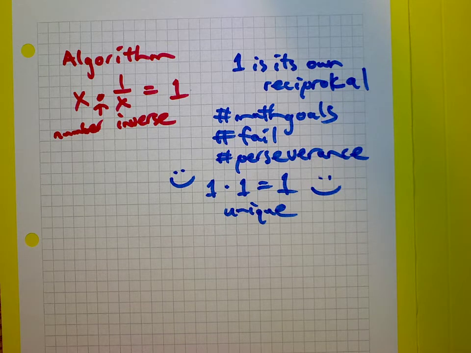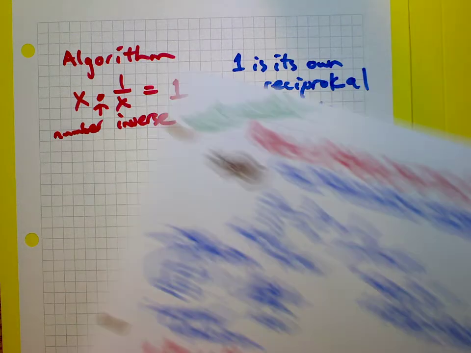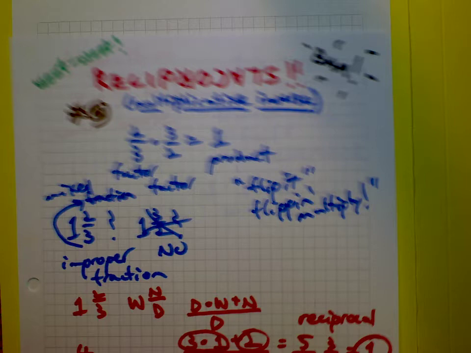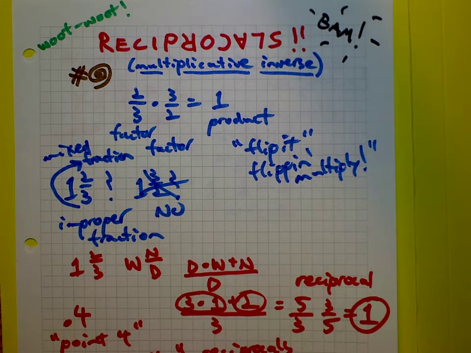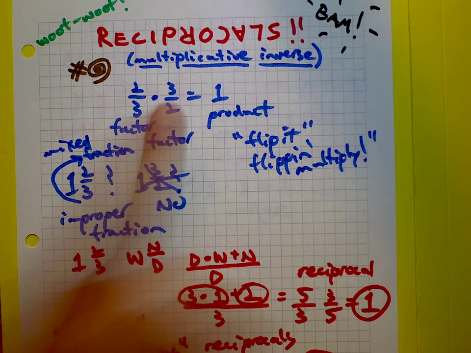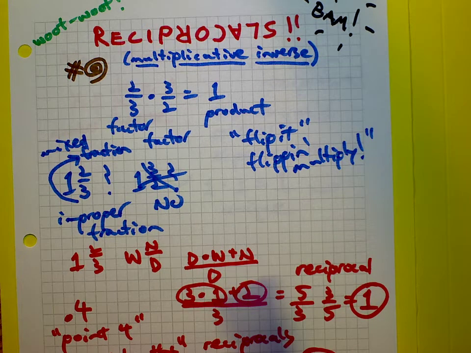Hey, what about, I guess that covers it. You know what? Let's look back. Let me review here. I'm looking at my notes. See, I have all these notes over here. Trying to make it pretty colors and simple for you. Reciprocals, multiplicative inverse. Two numbers multiply to make a product of one.